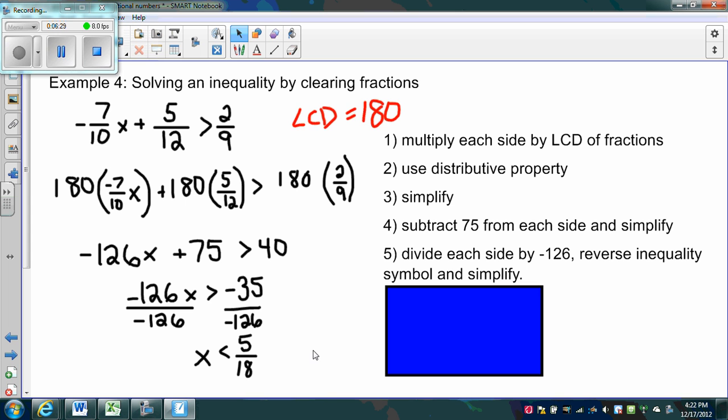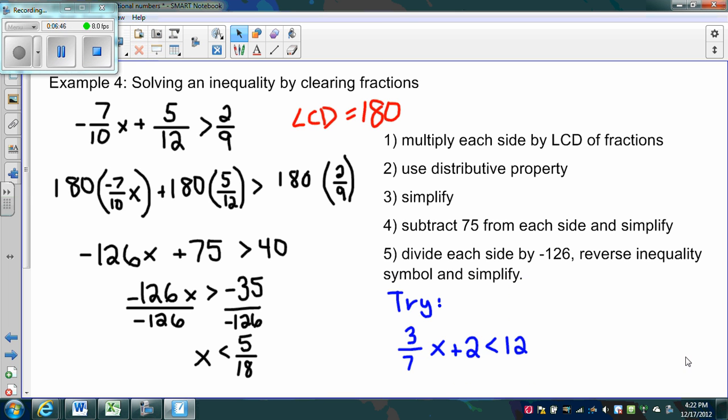So we end up with a fraction in the end, which we should, because it's all fractions up here most likely, but we cleared those fractions to make it a much easier problem to solve, and we didn't need to worry about changing the fractions to be like fractions. It's just a whole lot easier doing it this way. So go ahead and try 3/7 x plus 2 is less than 12.